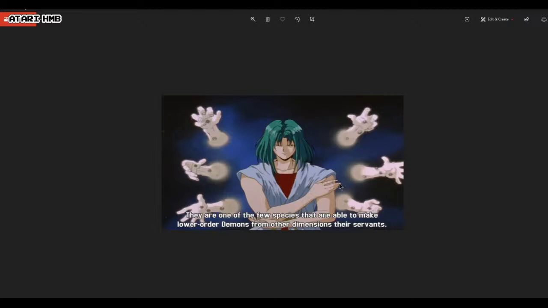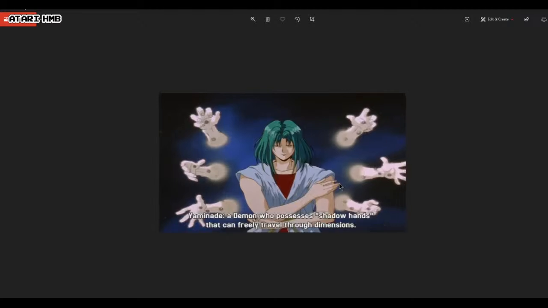He puts it here and says they are the few. This is in the anime, because I want you guys to know this comes from the Japanese, so I don't want you to think Viz manga messed up when they said this. But it says they are a few of the species that are able to make lower order demons from other dimensions their servants. Now, lower order demons would not be D class in this context, because if that was the case, he would be saying he's using D class demons to trap Kurama, Kuwabara, and Hiei. And Kurama, Kuwabara, and Hiei are obviously like upper B class, all of them.